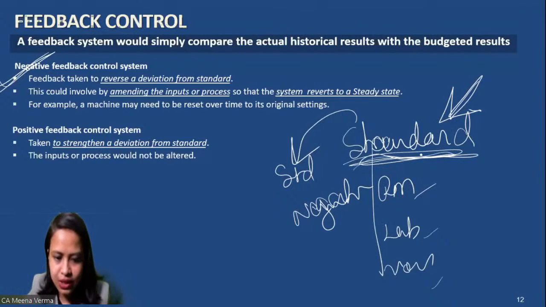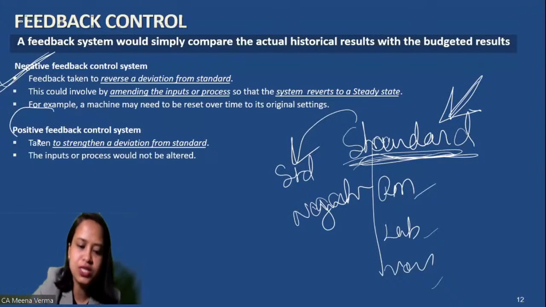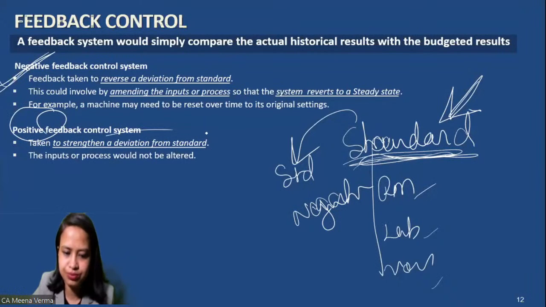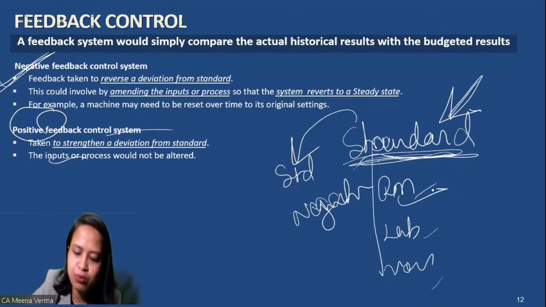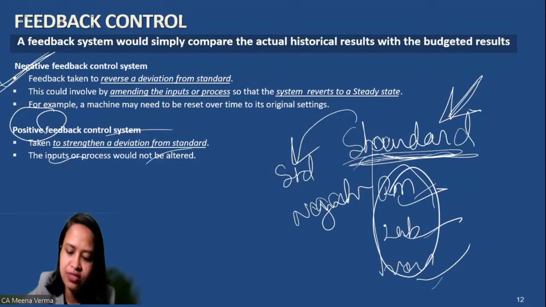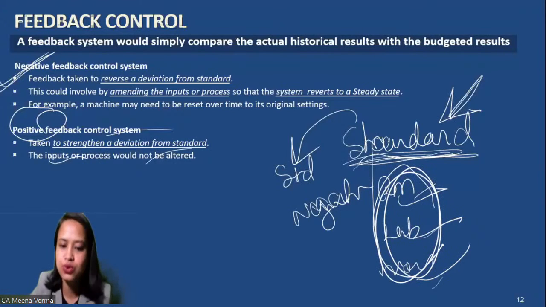standards you have set. This will come under positive feedback control system. So we don't need to alter the inputs we have or the process we have at this place. We want to strengthen this place. The standard is good and we want to maintain it. In that case, that will come under positive feedback control.